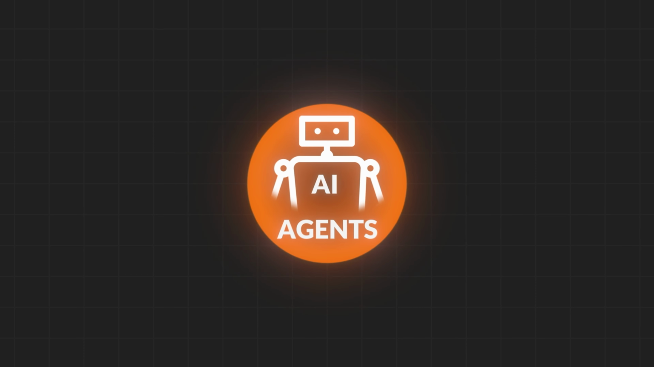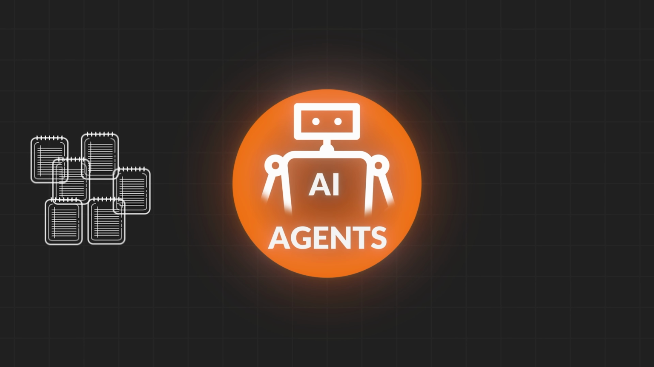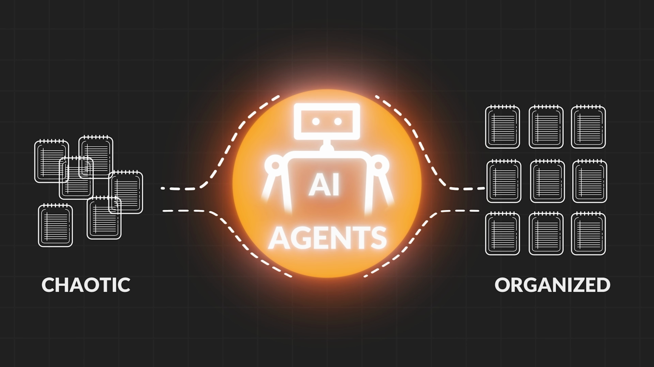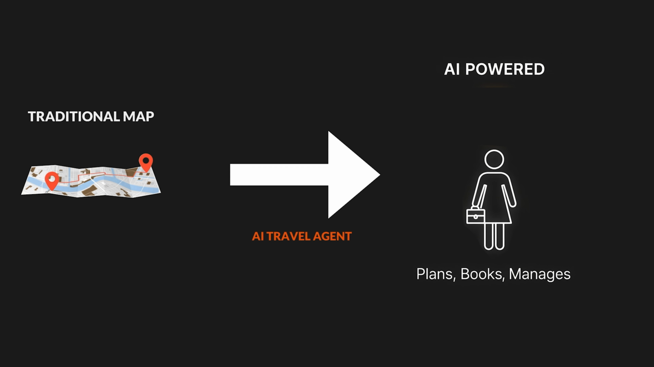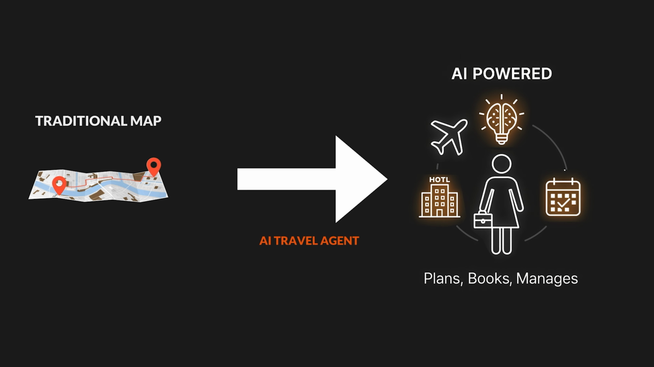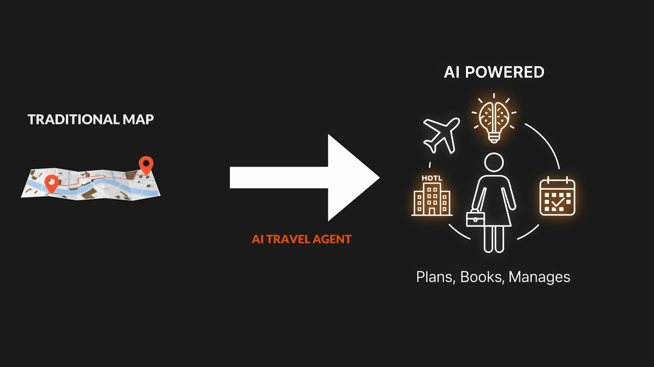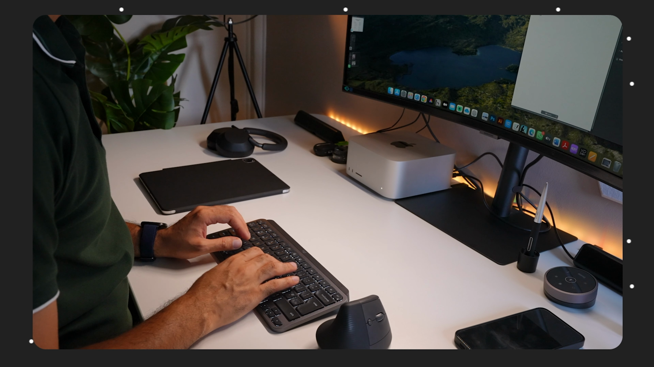You've seen all the hype around AI agents, but no one's clearly explained what they actually do and how you can learn to build them. Think of it like this: AI agents are the difference between a map and a travel agent. It doesn't just show you where to go, it books the flight and reserves the hotel and sends you a full itinerary. I've spent the last 6 months building agents and even came second in an internal hackathon at Amazon.